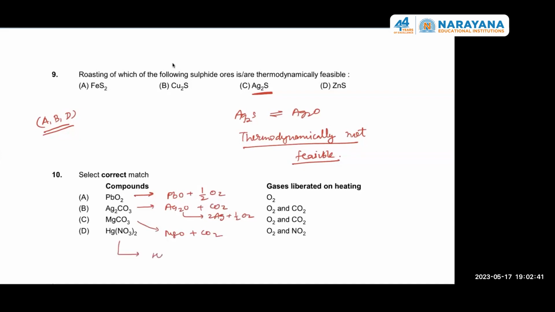And in a similar situation, HgNO3 will give us HgO plus NO2, and HgO upon heating can give us oxygen. So the correct answer is ABD only. In C, we are getting only CO2, not O2. Clear?